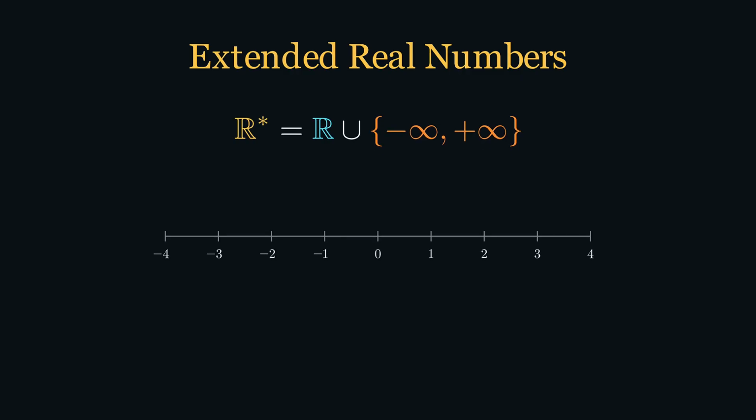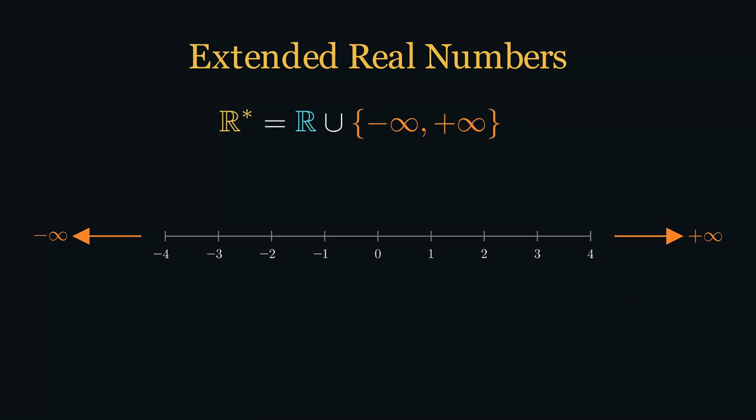Sometimes it's convenient to say that an unbounded set has a supremum. It just happens to be infinite. To make this precise, we adjoin two ideal points to the real numbers, positive infinity and negative infinity. The extended real number system, written R star, consists of all real numbers together with plus infinity and minus infinity.